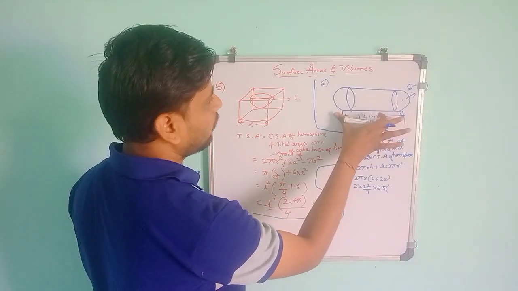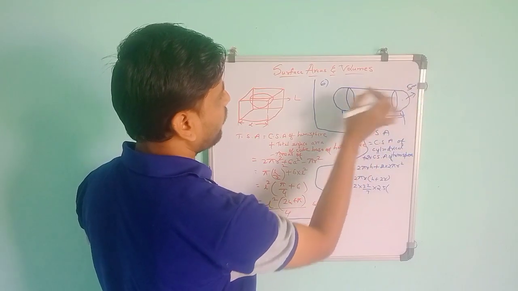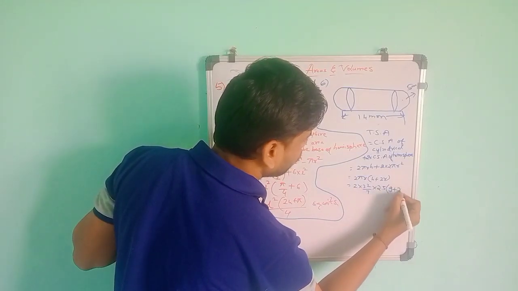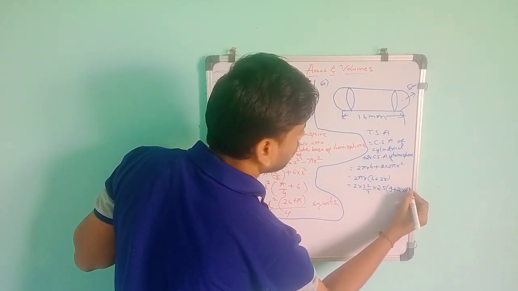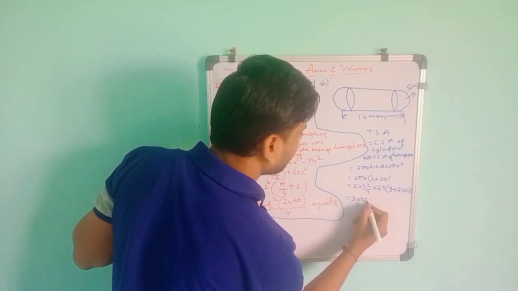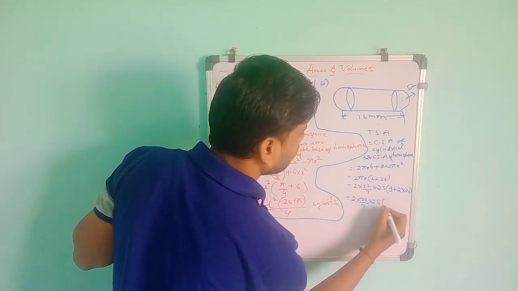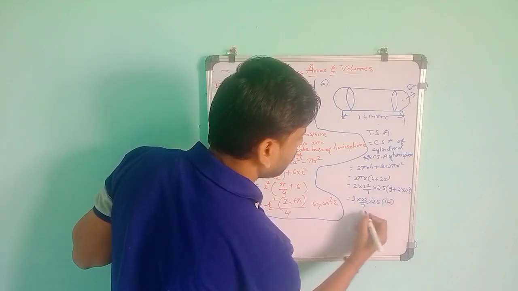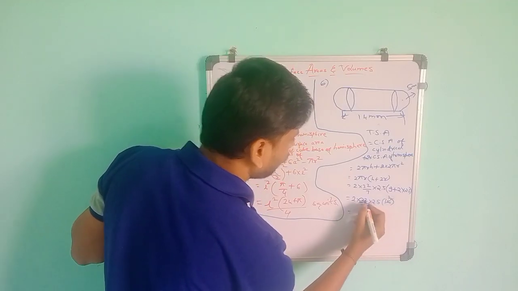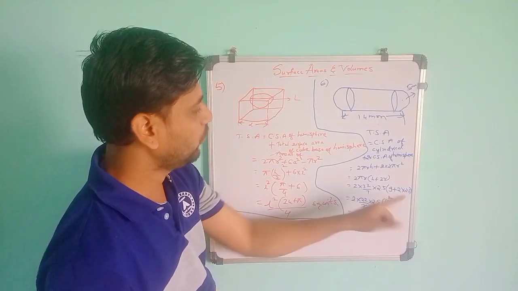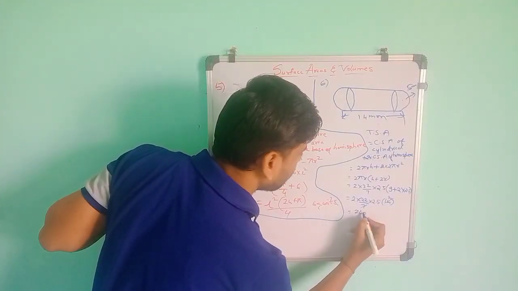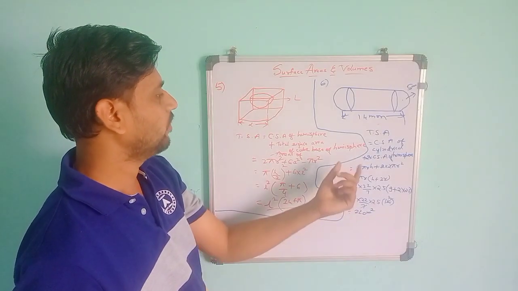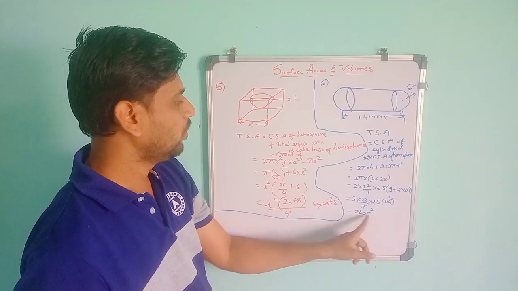So the total is 14, and this is 2.5 and this is 2.5, so total 5. 14 minus 5 will give you 9. So 9 plus 2 into 2.5, that is 2 into 22 by 7 into, 2.5 into 2 is 5. So 9 plus 5 is 14. If we cancel this, the answer will be 2 into 22 is 44, into 5, so it will give you 220 mm square. So the total surface area of the solid will be 220 mm square.